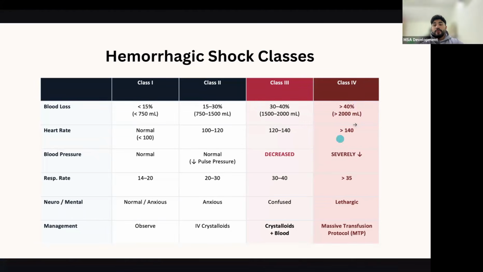Class 4, when it's more than 40%, this is severe hypotension, lethargic, the patient could die. So you need to do a massive transfusion protocol, okay?